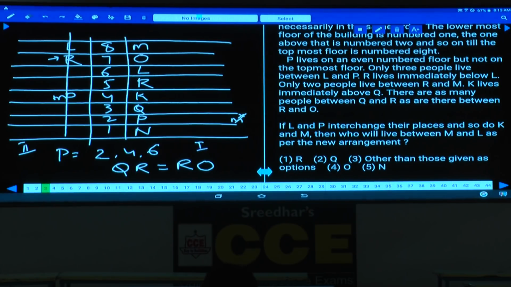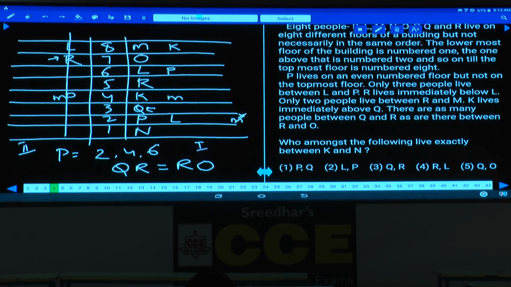Then question number 3. If L and P interchange their places, means P is coming to this place and L will go to this place. L and P interchange their places and so do K and M. K and M interchange their places means M is coming to the place of K and K is going to the place of M. Then who will be between M and L as per the new arrangement? Between M and L, who is that person here? Now L is on the second floor and M is on the fourth floor. The person in between these two lives on the third floor and is none other than Q, choice 2.